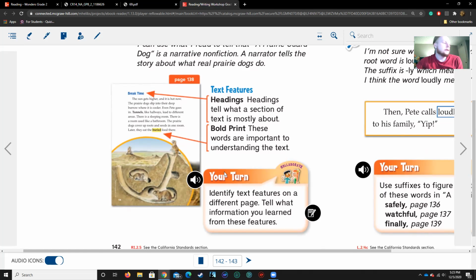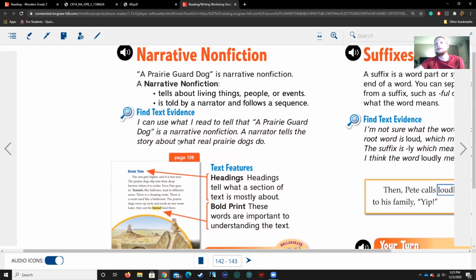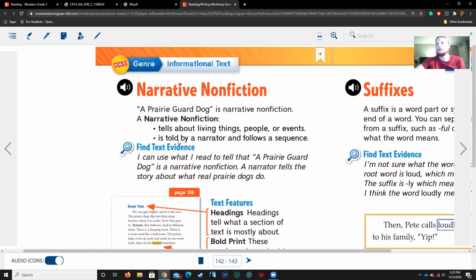All right, awesome. That is narrative nonfiction, and that's what we're going to be focusing on with the animal chapter, because animals exist in our world, and we're going to have narrators tell us about these different animals. So let's look at the next part.